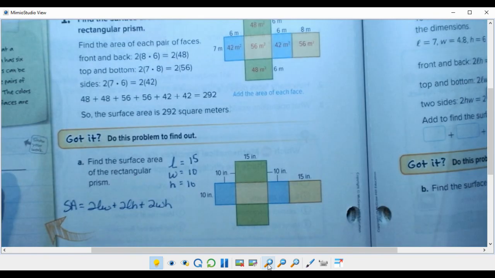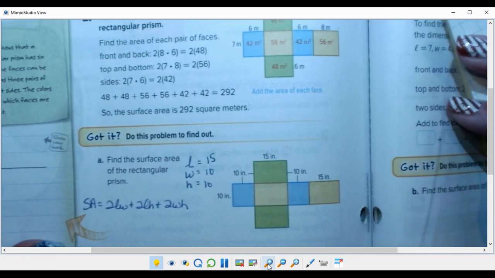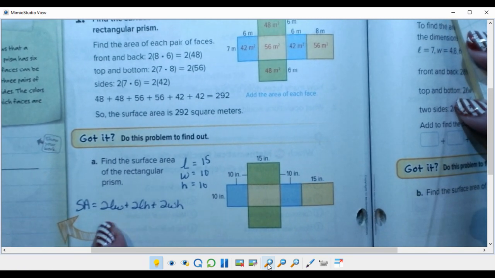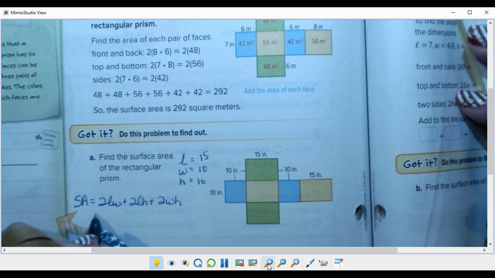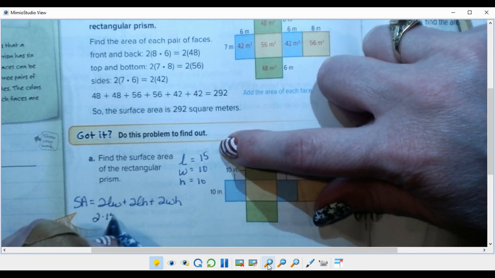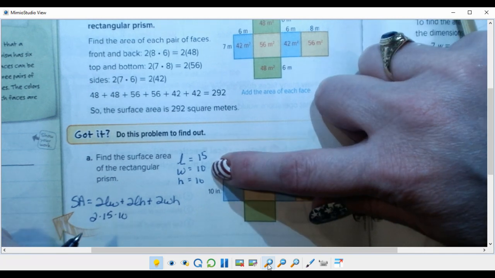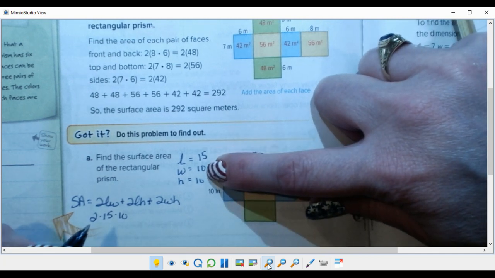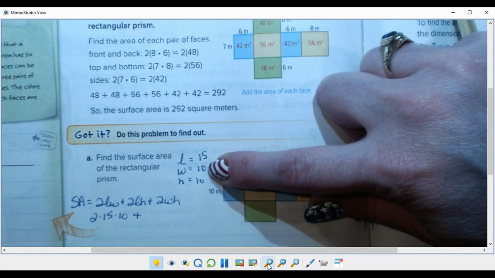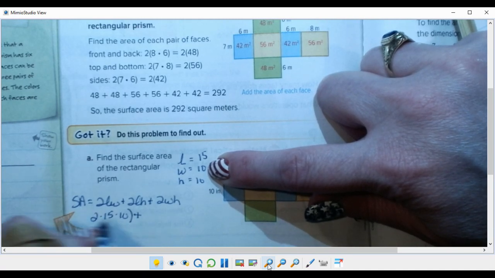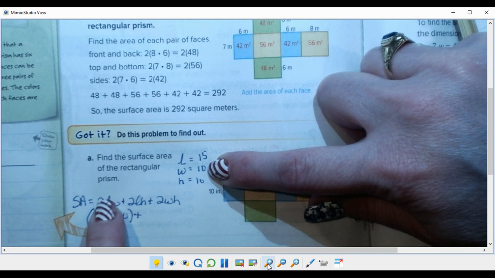Now that I've established which one's going to be length, which one's going to be width, and which one's going to be height, all I got to do is substitute. No big deal. All right, so let's see. 2 times 15 times 10, right? Because L was 15 and W was 10, plus, you could even do them in parentheses if you wanted to be able to see the 3 pieces, do something like this.